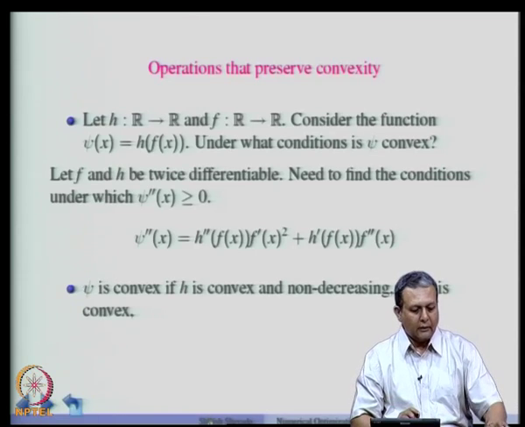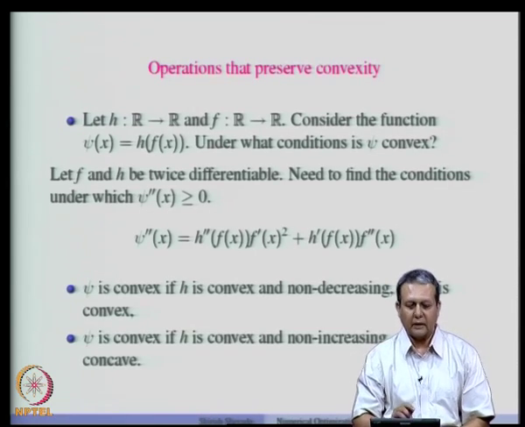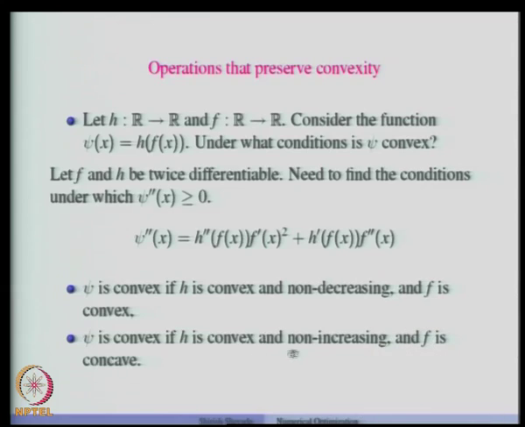Similarly, one can derive the condition if h is convex and non-increasing. h is convex means h 2 dash is greater than or equal to 0, and non-increasing means h dash f x is less than or equal to 0. Then we want f 2 dash x to be less than or equal to 0, and that will happen when f is concave. So, when h is convex and non-increasing and f is concave, then psi 2 dash x is greater than or equal to 0 and psi is a convex function.